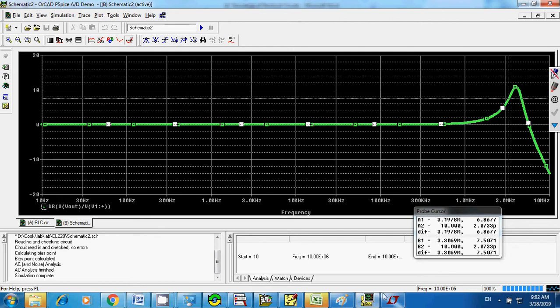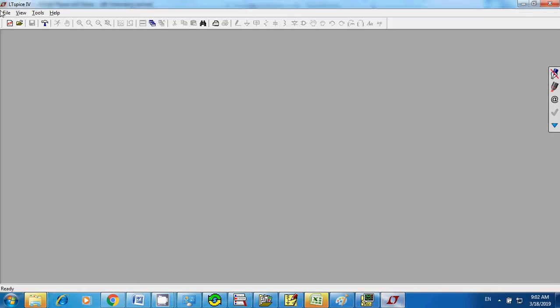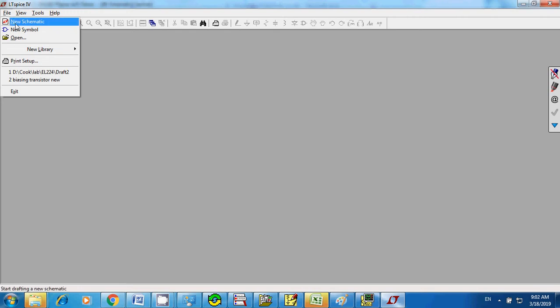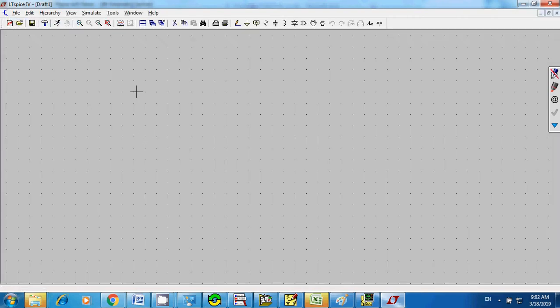And now let's move to LTspice IV. That's the objective, the lab is going to use LTspice IV. So let's start with a new schematic. We're going to start drawing the circuit.